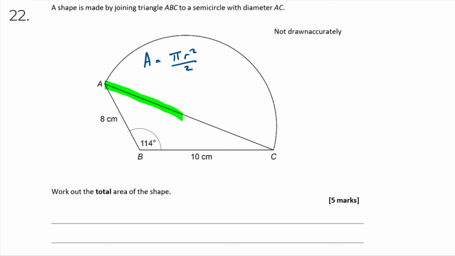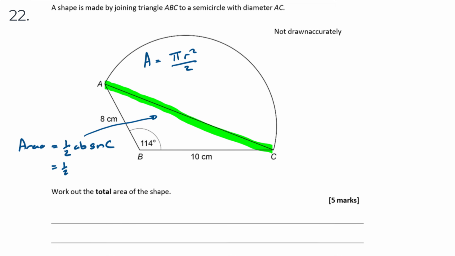So r is going to be half of this diameter here. So we're going to have to find the line AC. Okay. Now the other area, the area of the triangle, is going to be fairly straightforward because it's a non-right angle triangle where we know 2 sides and the included angle. So that one's fairly straightforward actually. We can just use the trigonometric formula for area of a triangle, which is area equals a half ab sine C. Okay, we know everything in there, so we can work that one out, no problem at all.